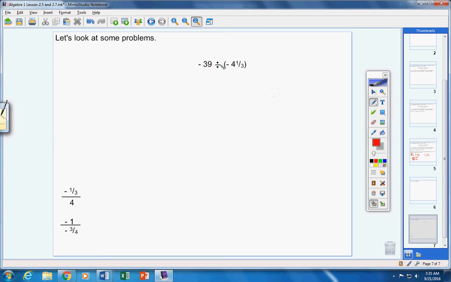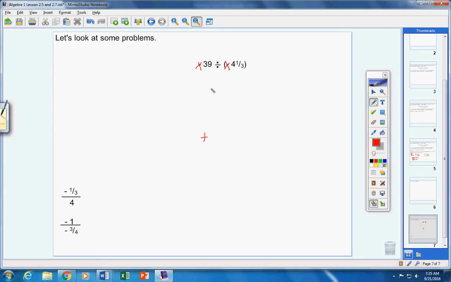Here I have a negative divided by a negative. The signs are the same, so we put a what? Positive. And now let's work this out carefully. Forget the signs. I don't care about the signs because I've already established that a negative divided by a negative is a positive. So I'm not worried about the signs. I'm just going to leave those alone.